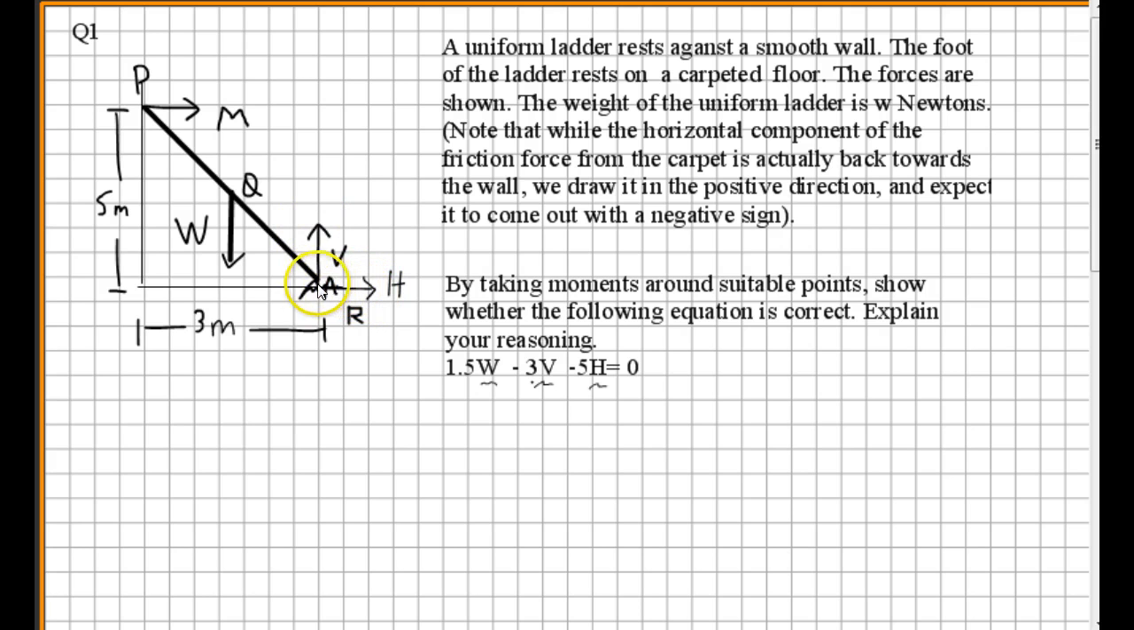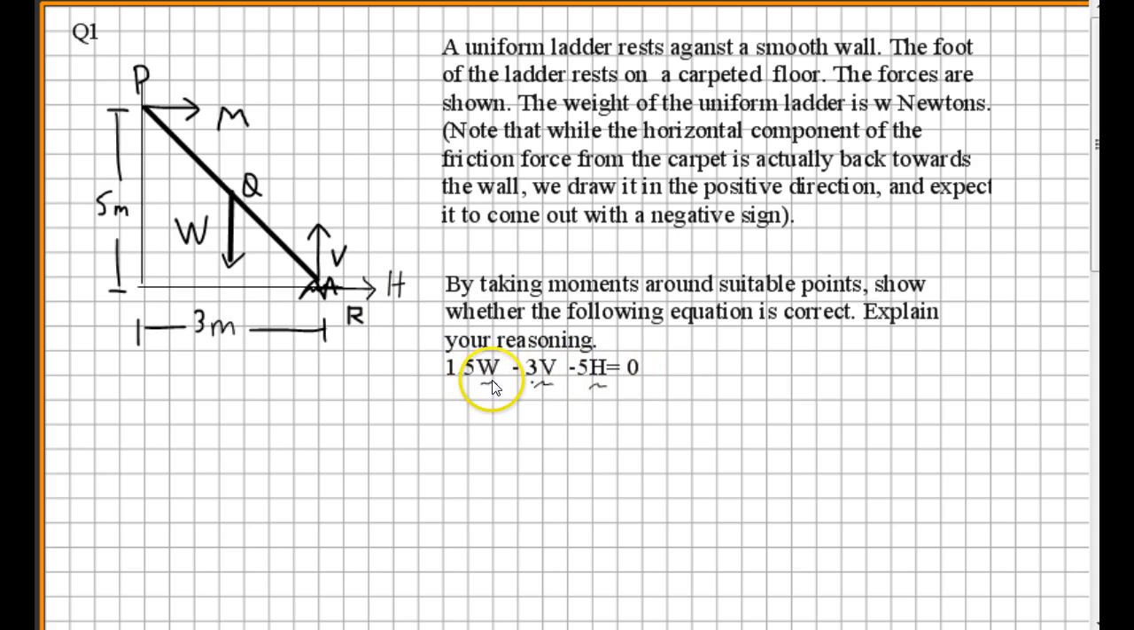We know that the horizontal force is actually in reality back this way, pushing the ladder back towards the wall to hold it in place, but we're going to draw it in this direction because that's convention, to draw it in the positive direction, and we expect it to come out negative in the equation. So let's see how we can work out whether or not this equation here is correct.